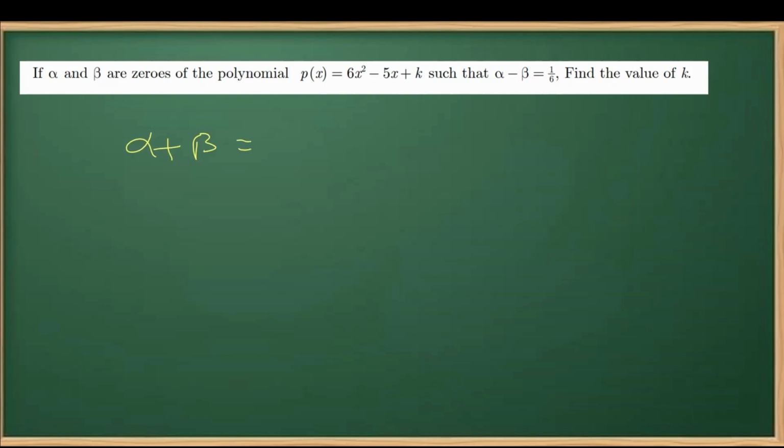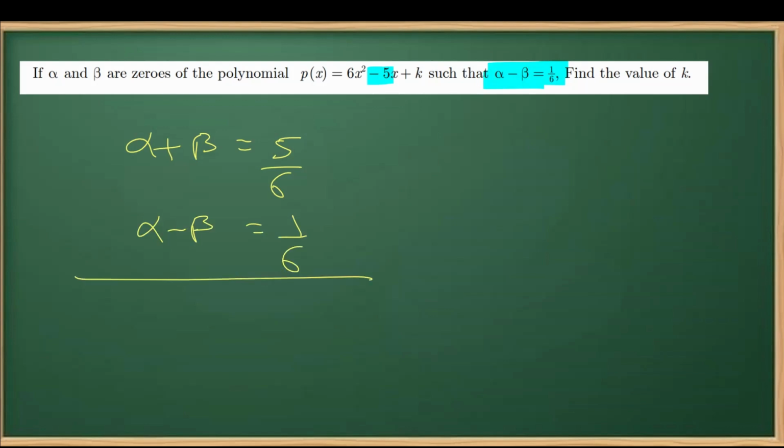That is how much? Minus b by a. Minus, that means negative coefficient of b. So minus of minus 5 is what? Positive 5, minus b over a, and a is what? 6. So we got one relation of alpha and beta, and the other is already given, that we can write alpha minus beta as 1 over 6.